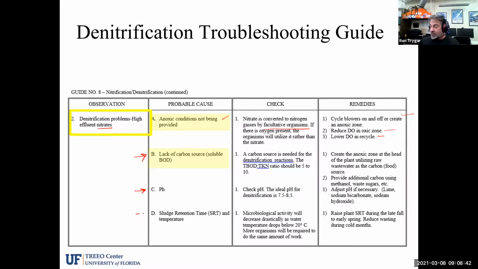And make sure you have enough retention time. So remember, we said earlier that we need enough retention time to build up these bacteria. And it even says that microbe activity drops drastically as temperature drops below 20 degrees Celsius. That's about 68 degrees Fahrenheit. And more organisms are required to do the same amount of work when we have colder temperatures. That same thing applies for nitrification, by the way. All right, so that kind of covers our nitrification and denitrification phenomena.